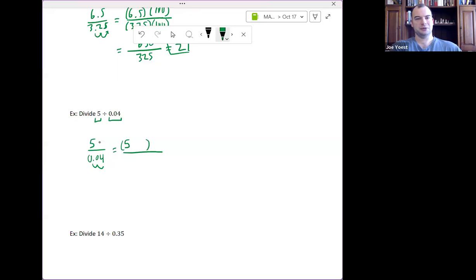I'll leave myself a little extra room next to this 5 in its parentheses. To move 2 places to the right in my denominator, I need to multiply by 2 powers of 10, or that is 100. And to keep this as an equivalent fraction, I need to multiply the numerator by the same thing that I'm multiplying the denominator by.